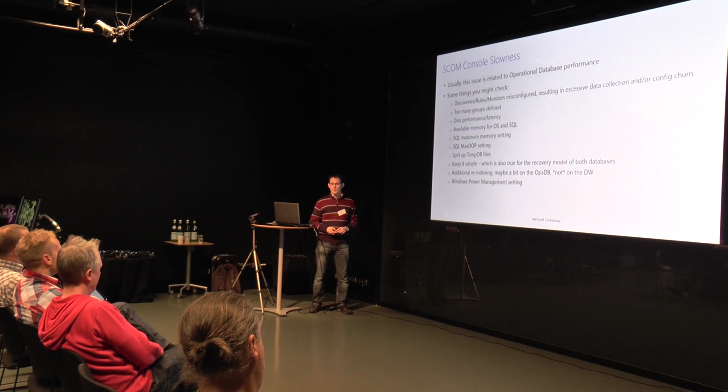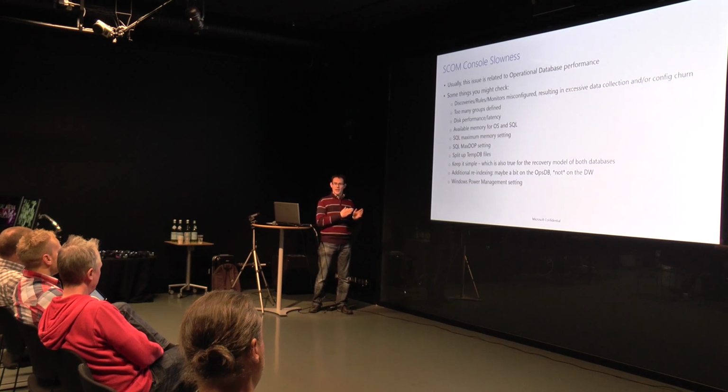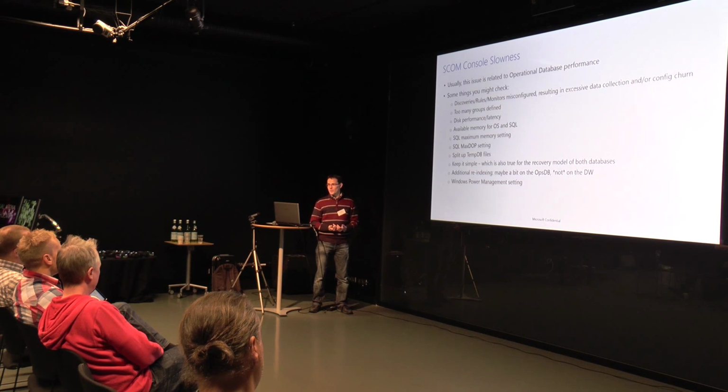Max DOP, maximum degree of parallelism. Within SQL, you can define the max DOP setting. By default, it's 0, which means SQL will use all processors for doing its queries, for doing its calculations. If you have more than 8 CPUs, using more than 8 is actually negatively impacting performance. So if you have more than 8 CPUs, limit it to 8, but don't put it at 1, for instance, because then all your queries, even if you have multiple CPUs, will only run on 1.